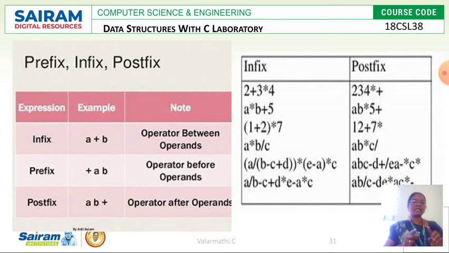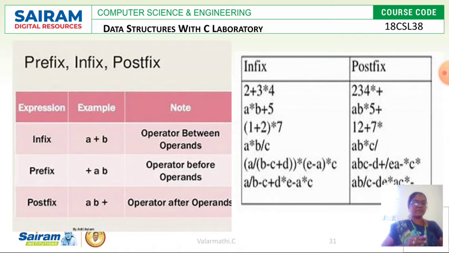So here 3 star 4 is the multiplication. How should it be converted into postfix? Postfix means the operator should go after the operands. So 3 is the first operand and 4 is the second operand. So after 3, 4, the star should be there. So 3 4 star it is. Now this 3 4 star is considered as one operand, and 2 is considered as one operand for the operator plus. So this is the second level of conversion.